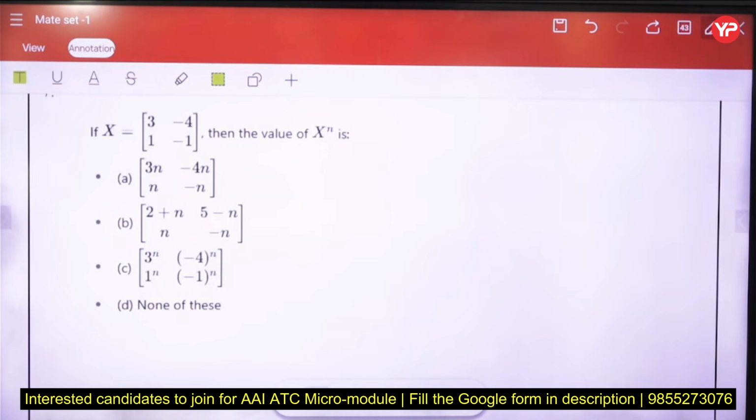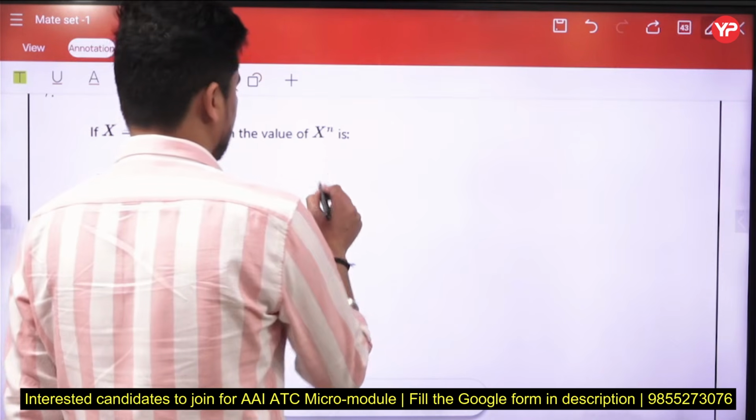Yes, this is a very good question. He says that if x is equal to 3, minus 4, 1, minus 1, then the value of x to the power n will be. So how can we do that? So first thing, if we have x value like this, first we have to calculate x square.